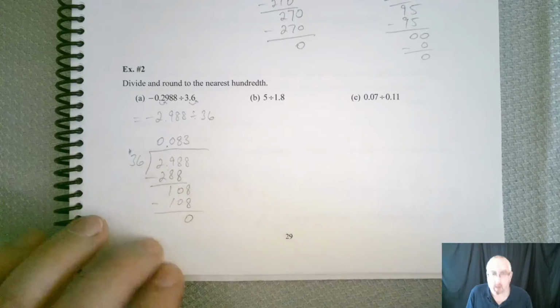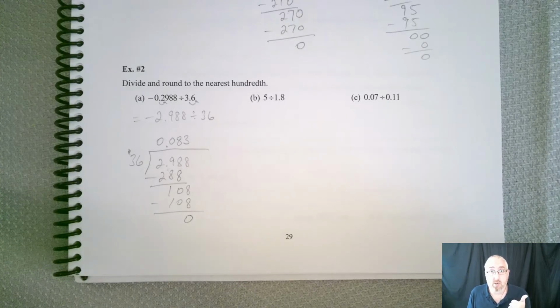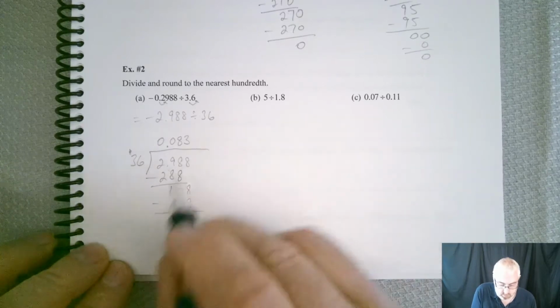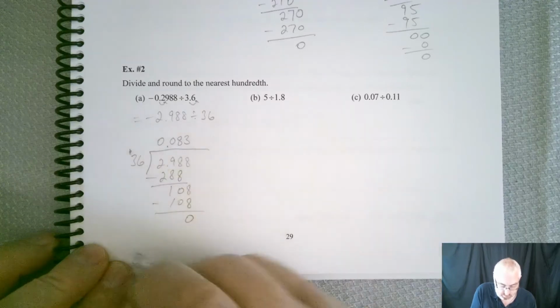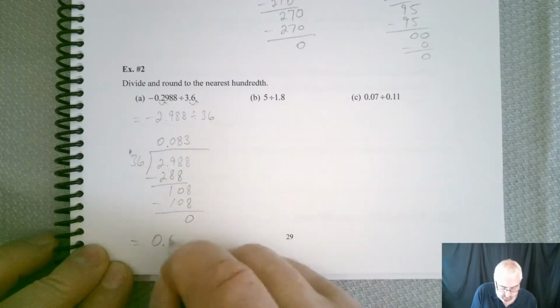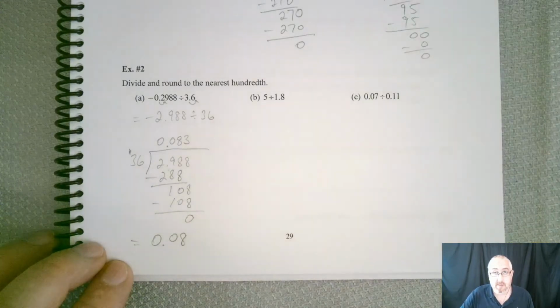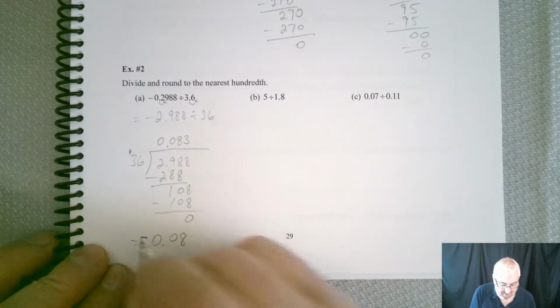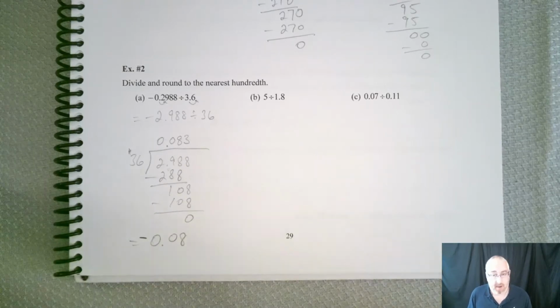Zero's out. But what's your final answer based on what the question wants? It wants you to divide, but it also wants you to round to the nearest hundredth. So this decimal here, if we round to the nearest hundredth, we get 0.08. Is that your answer? What am I forgetting? Yeah, I'm forgetting the negative in there. So it's negative 0.08. All right.